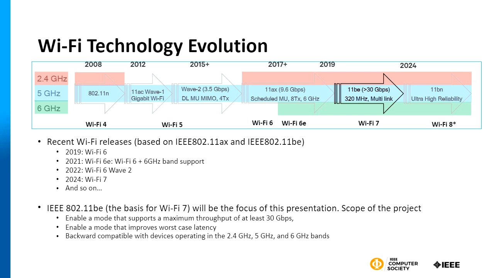And when we defined the PAR, the scope was essentially to enable a mode that supports a maximum throughput of at least 30 gigabits per second. And that was a check. Enable a mode that improves the worst case latency. And of course, as per our tradition, we always strive to ensure that every standard that is developed is backwards compatible with devices that are operating in those bands of operation.